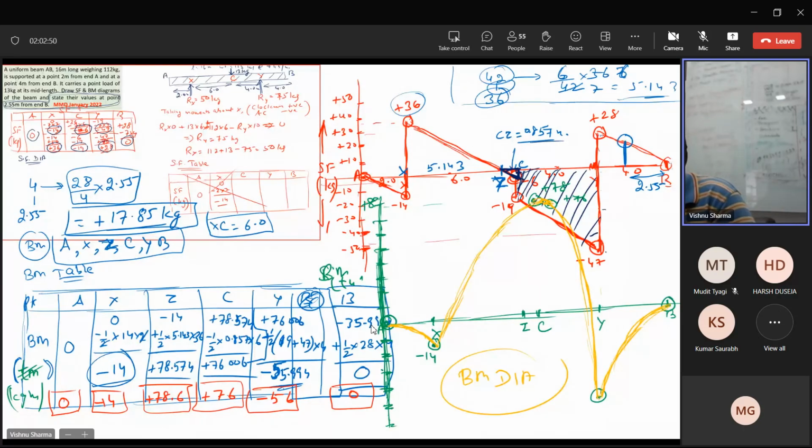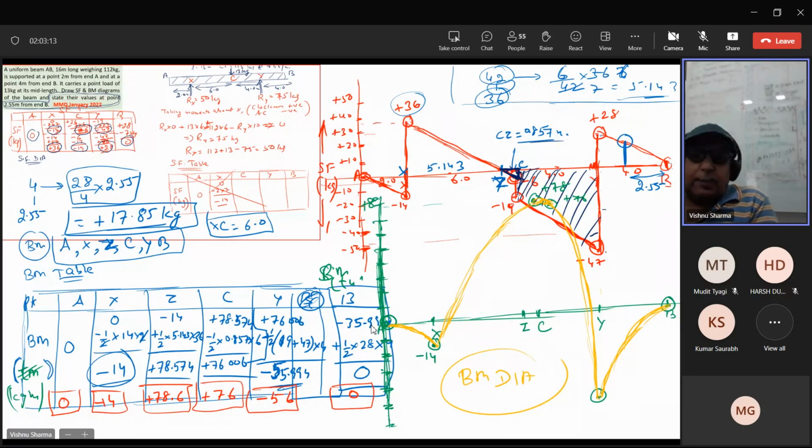How can you have it? There will be only one BM at y. All BMs cannot be at y, correct? Yes, sir, correct. At y there will be only one BM, right? Correct. Yes, I understood. And BM is not constant. So anyway, that's your answer.